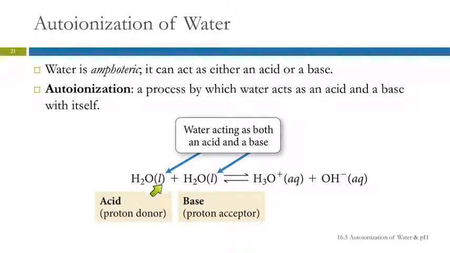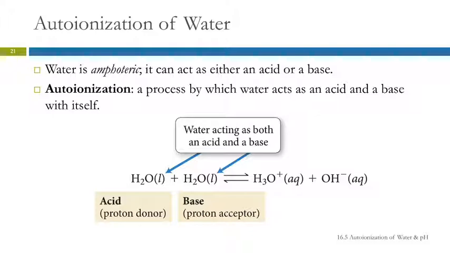So here we have a water molecule and a water molecule. This water molecule can act as an acid, and this one can act as a base. So this one donates a hydrogen ion to this one. And so what we end up with is hydronium ion and hydroxide ion.